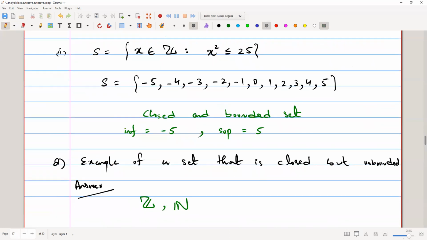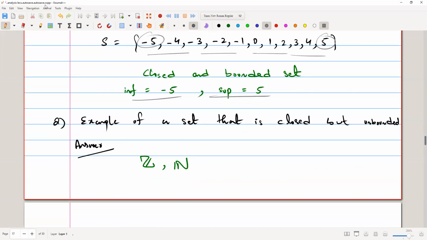Again, for this set, that is x belongs to the integers such that x squared is less than or equal to 25. So the set will be like this from -5 to 5, and the set of integers, it's a finite set, so it's a closed set, and it's also bounded because the greatest lower bound we have is -5, and the least upper bound we have is 5. So the infimum is -5, supremum is 5, and the set is a bounded set.